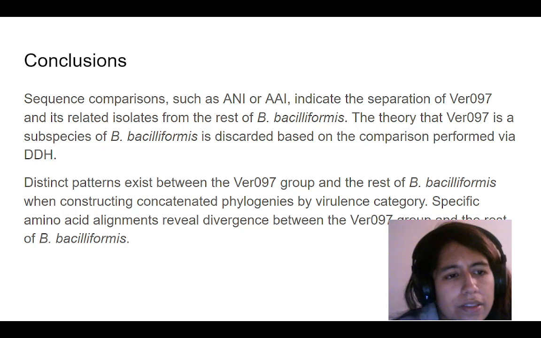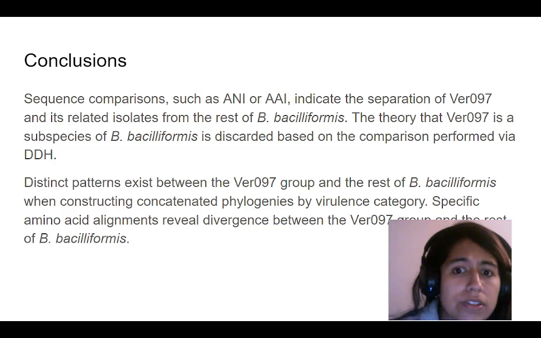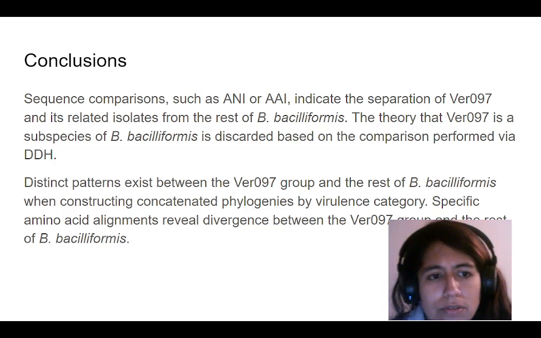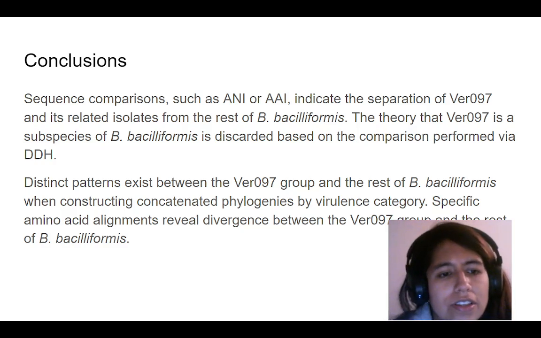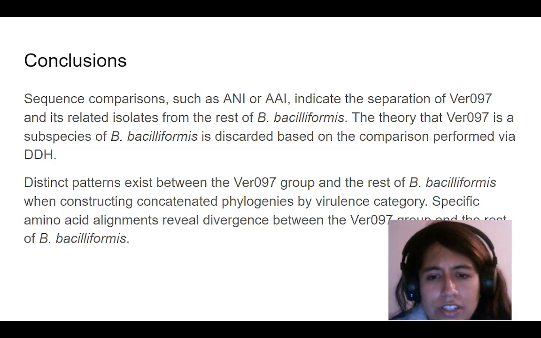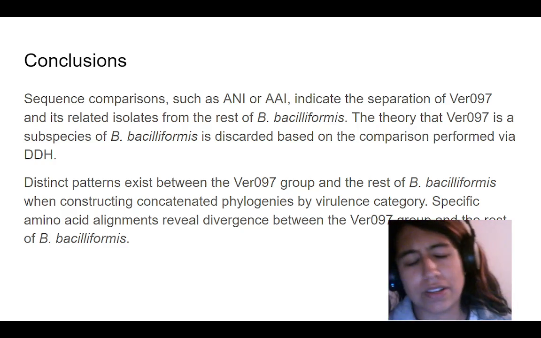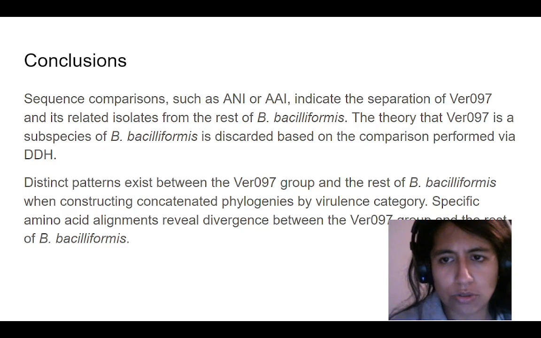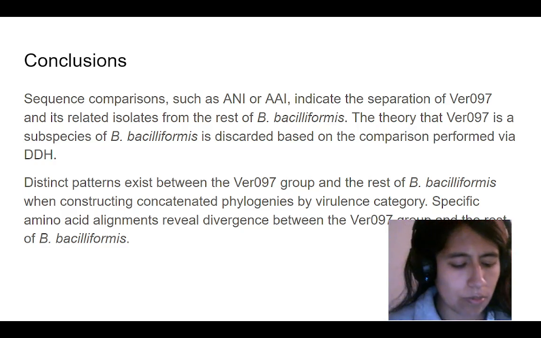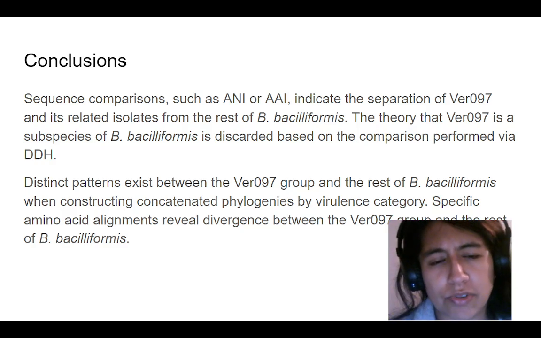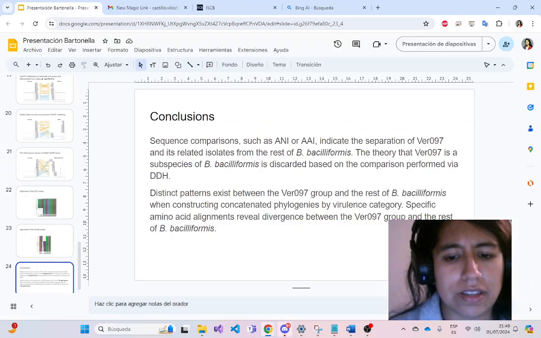Our conclusions are that, mainly using sequence comparisons, we can see a separation between Virulence 97 and the rest of Bartonella acidiformis. We can also see distinct patterns existing between the Virulence 97 group and the rest of Bartonella acidiformis when we reconstruct phylogenies associated with the virulence category. So more studies should be done if we really want to confirm that these are two completely different species, but this is the first study that's trying to address specifically this problem when it comes to Bartonella acidiformis studies.